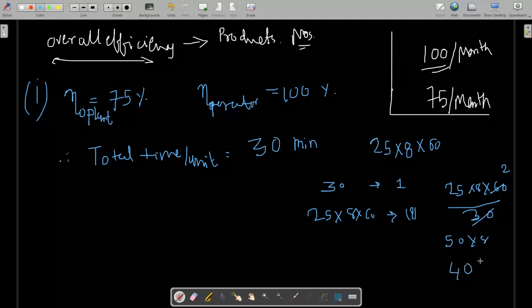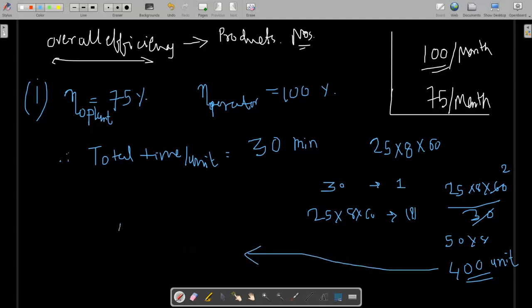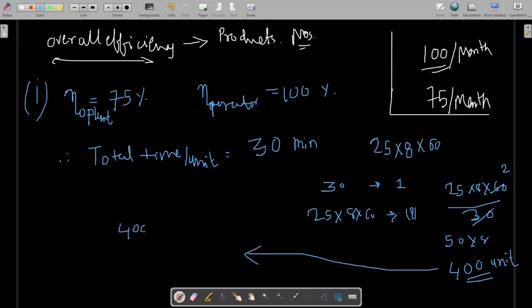400 units, but that is at 100% efficiency. Here the overall plant efficiency given to us is 75%. That means 75% of 400. So we can write 75% as 3 by 4, and when you solve this, it will be 300 units. This is the final answer.